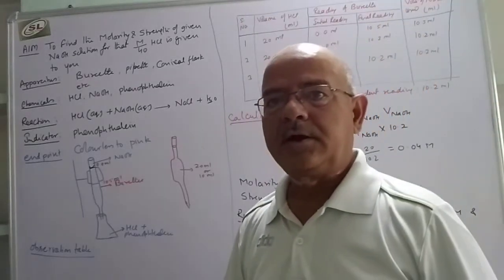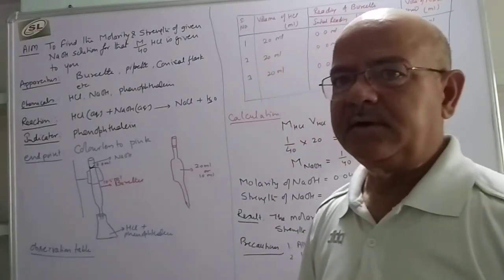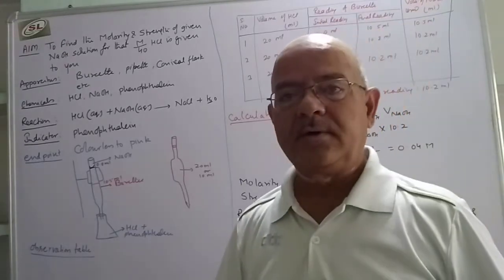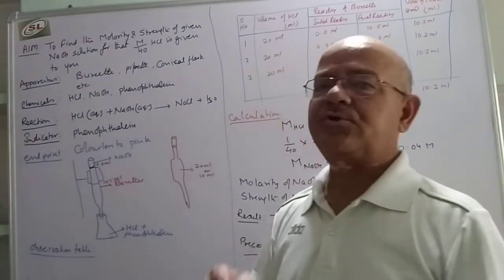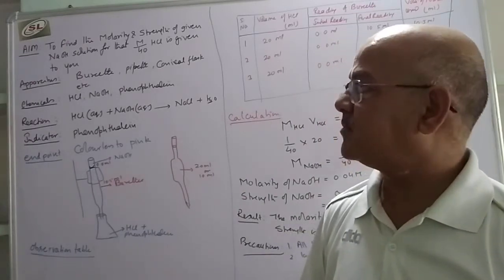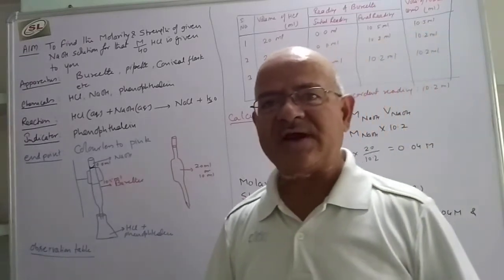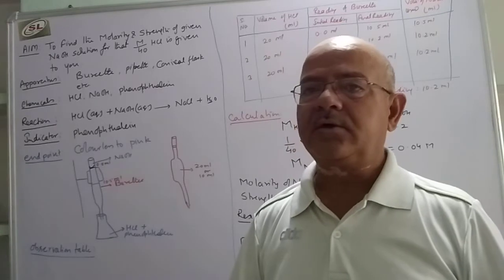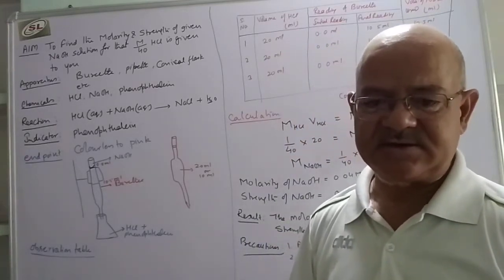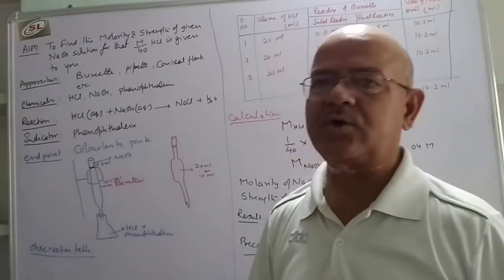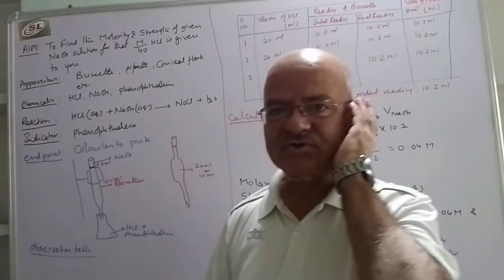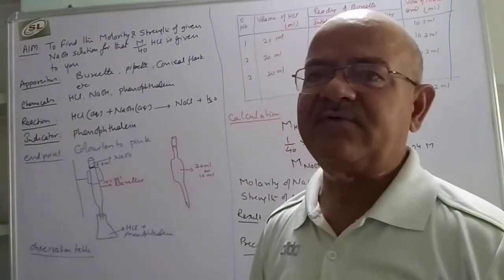Here in class 11th there is a titration between HCl and NaOH. That means strong acid and strong base. Another meaning of titration is quantitative analysis. That means here we have to calculate the quantity of a substance in the given solution.